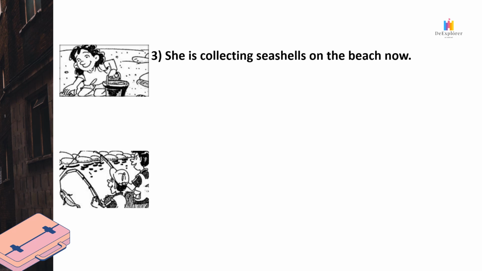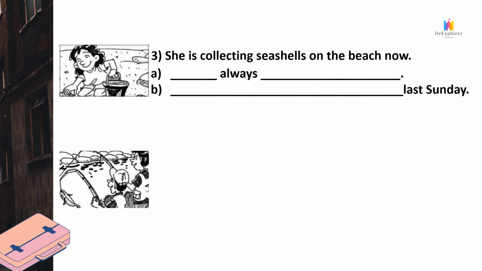Number 3. The sentence that you wrote just now. She is collecting seashells on the beach now. So is MR collecting. Change this sentence on your own to A and B. So A, always. 她时常在沙滩收集贝壳。那个收集就要换了。Collecting, collect, collects. Past tense, collected. C-O-L-L-E-C-T-E-D. Collected. E-D. Okay? So write on your own.